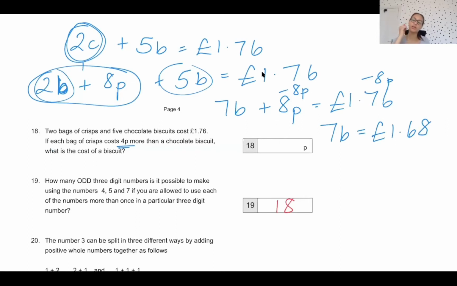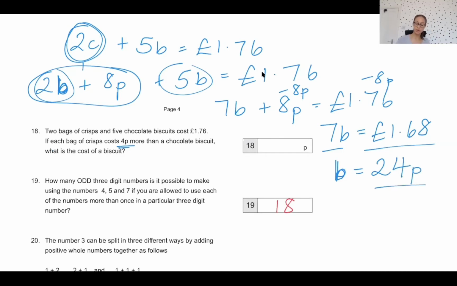You want me to go back over it? No, it's okay, I've got it. You've got it, okay. So then you can find out the cost of 7 biscuits. And the cost of 1 biscuit, therefore, is £1.68 divided by 7. 24p? Yeah, 24p. So 1 biscuit costs 24p.